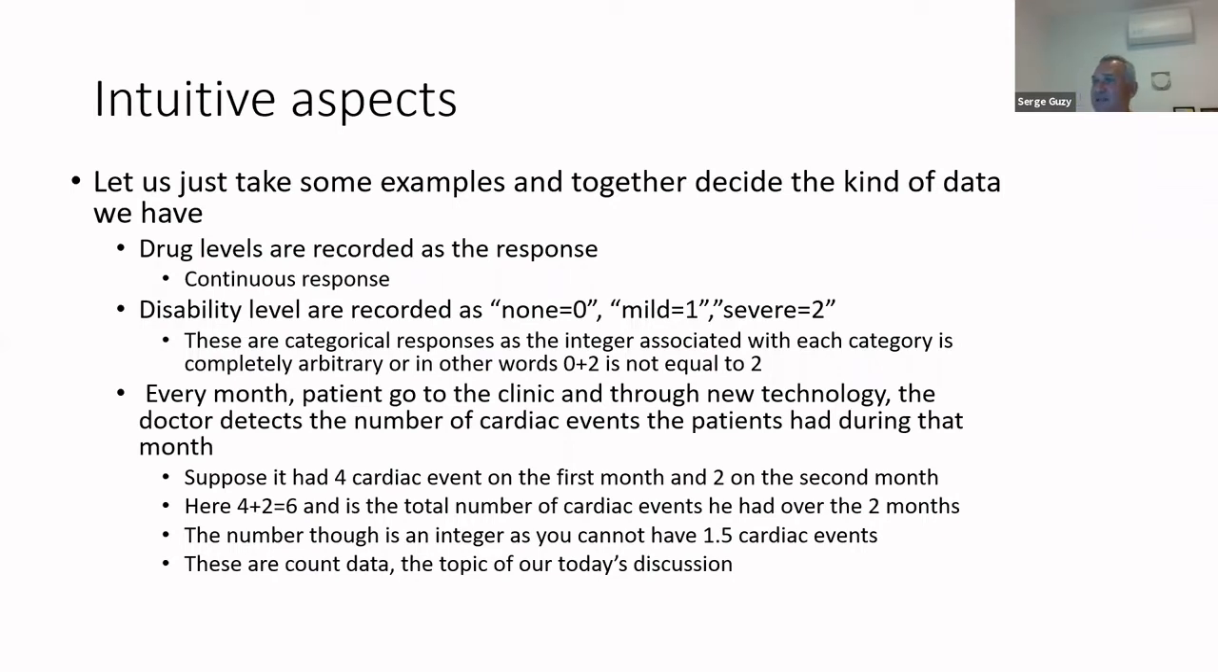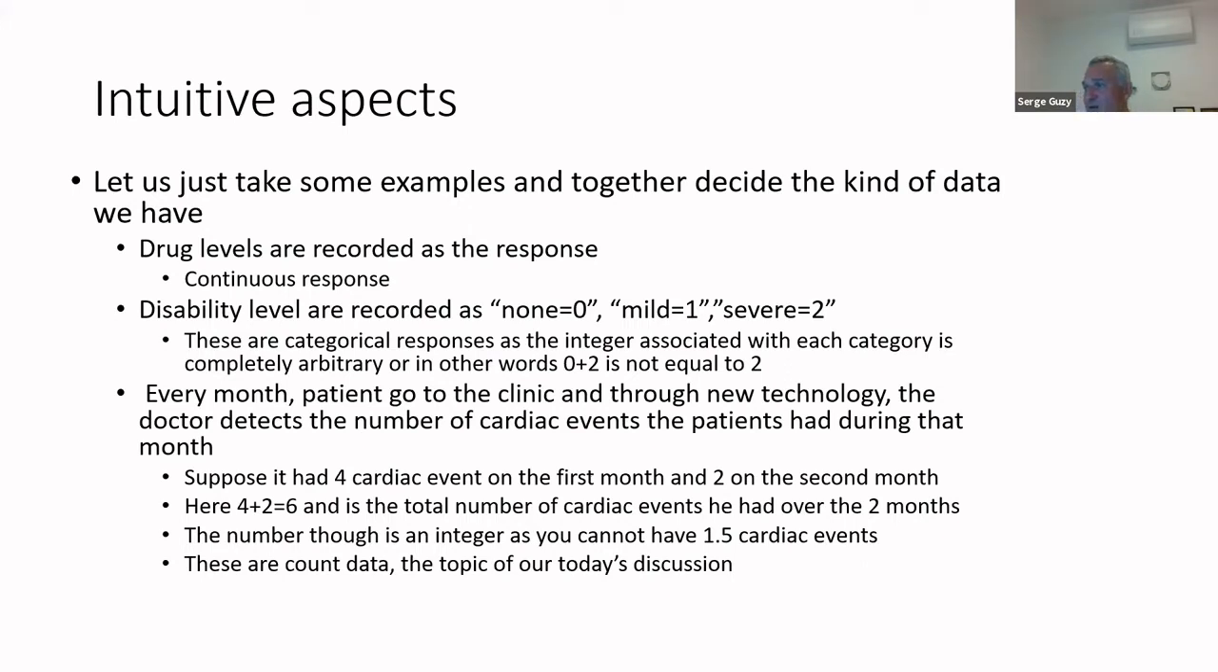Let's talk about another example, disability level. None is called 0, mild is called 1, and severe equals 2. But as Aruna mentioned, I could just reverse that, and define none as 2, mild as 1, and severe as 0. Or I could say none is A, mild is B, and severe is C. Whatever I want.